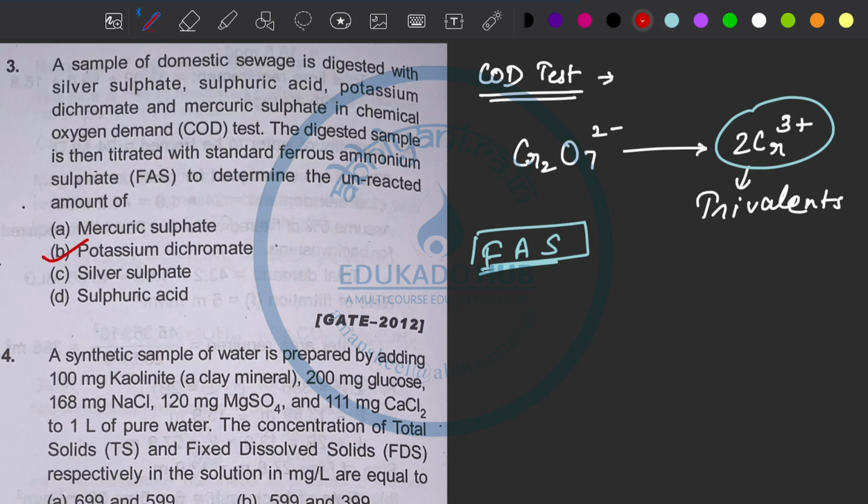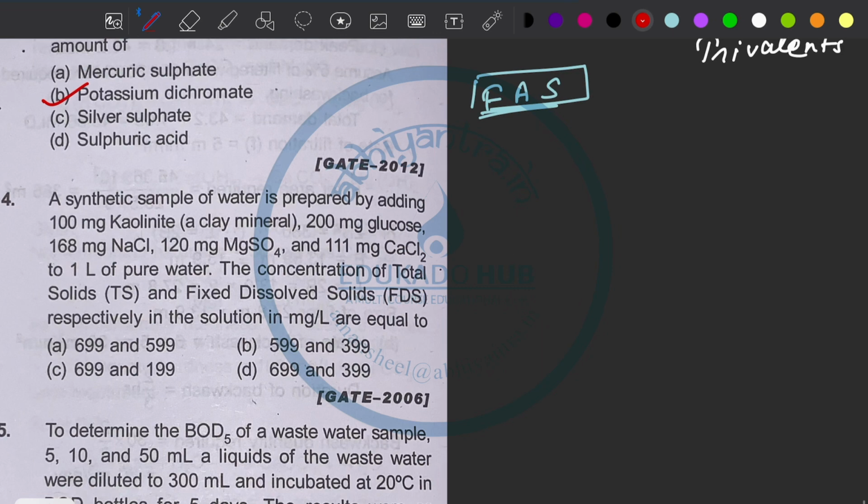Next question, a synthetic sample of water is prepared by adding 100 mg kaolinite, a clay mineral, 200 mg glucose, 186 mg NaCl, 120 mg MgSO4, 111 mg CaCl2 to 1 liter of pure water. The concentration of total solids and fixed dissolved solids respectively in the solution.